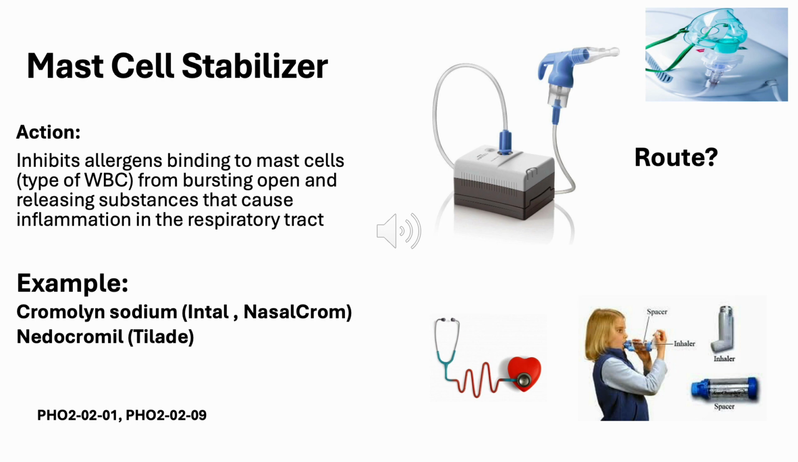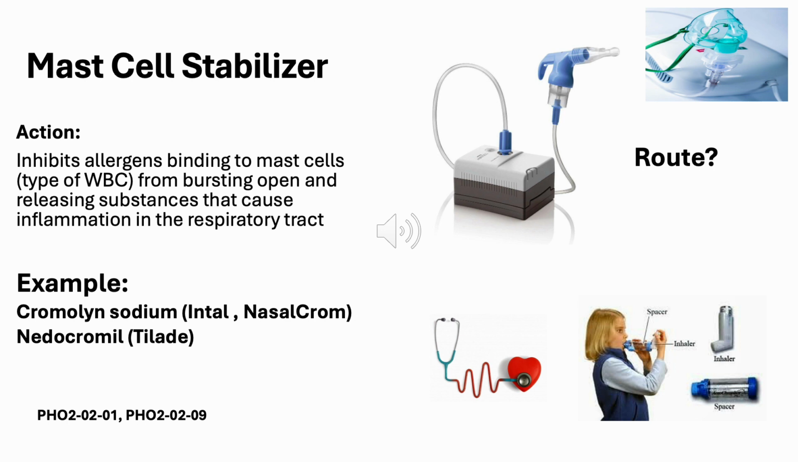Mast cell stabilizer. This is a medication that has an action. It inhibits allergens binding to mast cells from bursting open and releasing substances that cause an inflammatory response within the respiratory tract. The medications that are in this classification are cromolyn sodium, Intal, Nasalcrom, and nedocromil, known as Tilade.